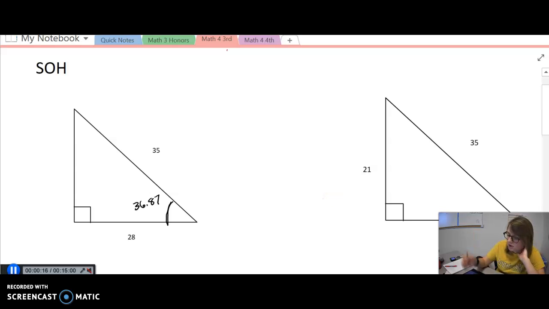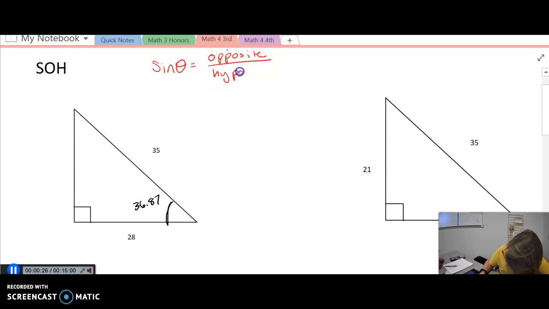So we have SOH. Well, that's going to stand for sine of theta equals opposite over my hypotenuse. So where did I get those words? Well, sine, opposite, hypotenuse. That's where I get those words from. So let's move on to my first example.